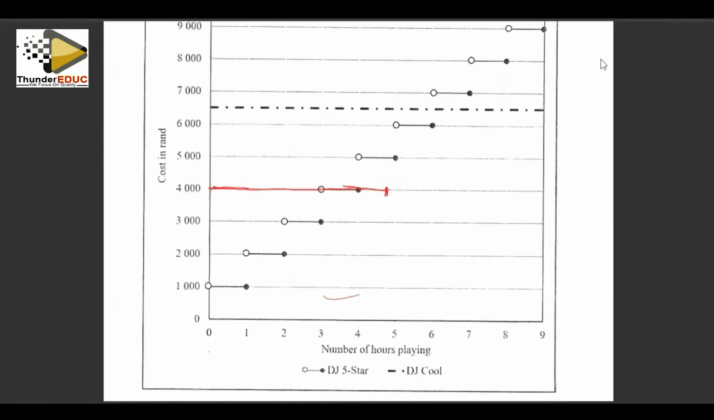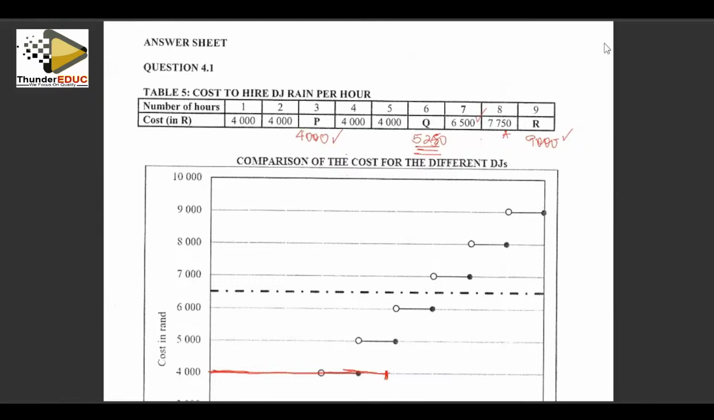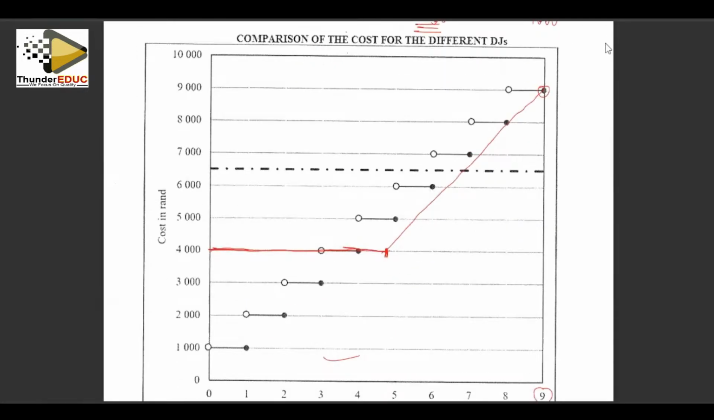So what you do, come and match this 9 here and the 9,000 here. So here you draw a straight line. Then in between now, this is when you come and start forging: 6,000, 7,000, 8. You see that? But we need a straight line. Don't forget, you should label it, and you say it's DJ Rain. Okay. This is what was supposed to be done over there. Next.